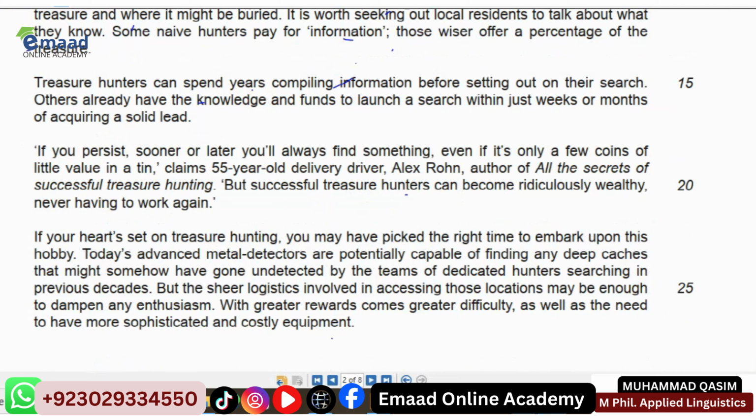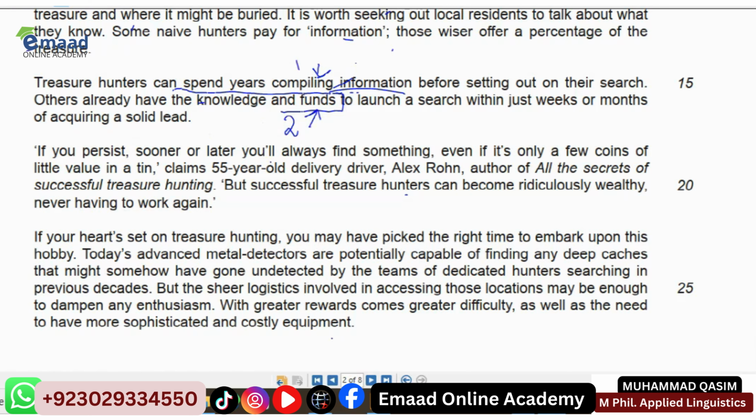Treasure hunters can spend years compiling information. This one, because they need to compile information, the first reason, before setting out on their search. Others already have the knowledge and funds, the other thing. Some people can quickly launch a search within just weeks or months of acquiring a solid deal. So they have the knowledge and funds. So compilation of information is one thing, and the second thing is funds. Okay, so these are the two things.